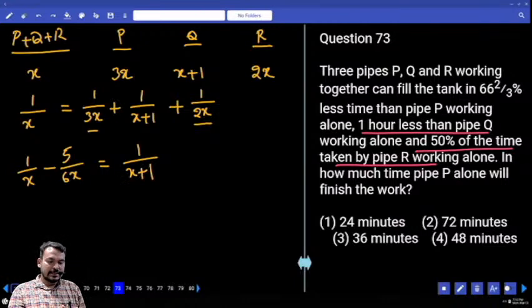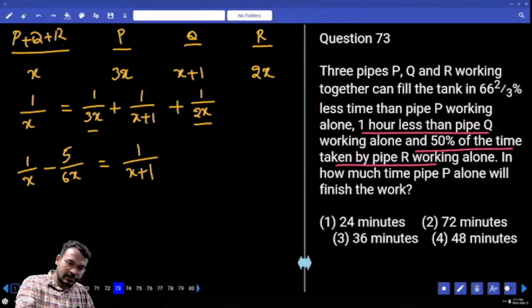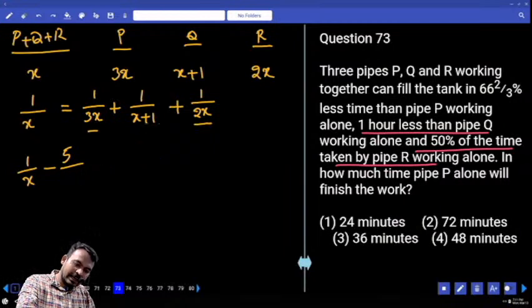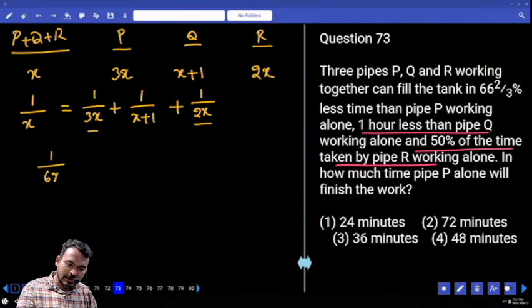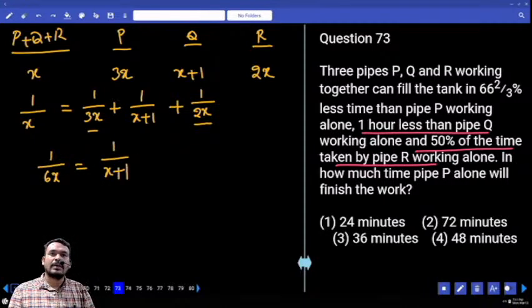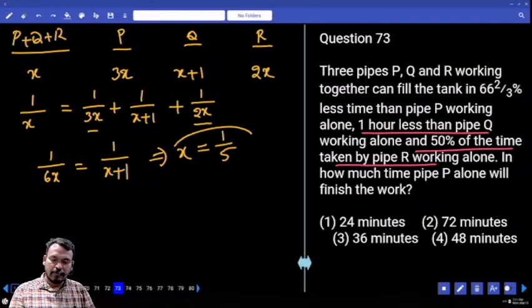Okay. x and 6x. What is the LCM? 6x. x how many times? 6 times. 6 minus 5 is 1. 1 by 6x. Then left hand side I directly wrote 1 by 6x. It is equal to how much? 1 by x plus 1. Just a cross multiplication. 6x equal to x plus 1. x equal to 1 by 5, or not?